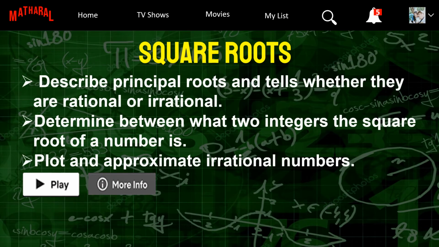So today's topic is all about the square roots. In here, we are able to describe principal roots and tell whether they are rational or irrational. We can determine between what two integers the square root of a number is, and we can plot and approximate irrational numbers. So let's begin.